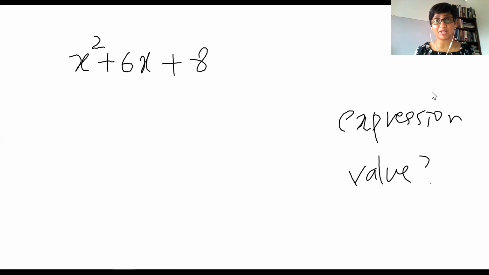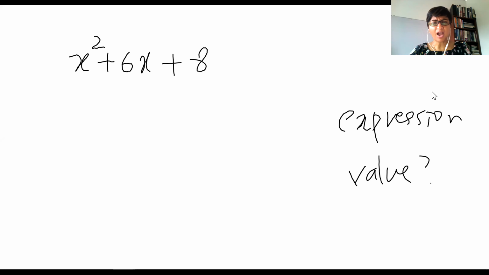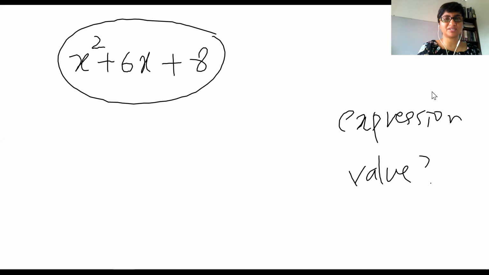The value of this depends on the value of x. Did someone say x is 64? How? From what basis are you saying that? Why is this equal to 64? Why?